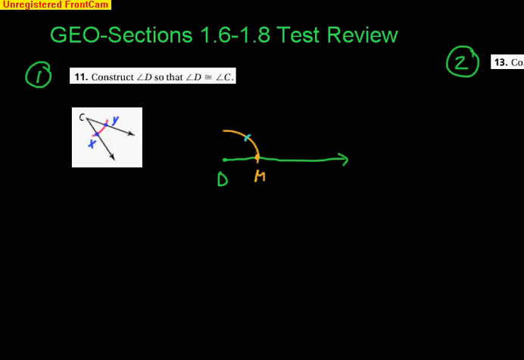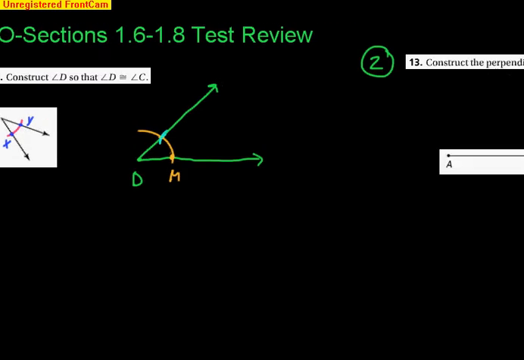Where these two arcs intersect, that is the second point I need to draw my other part of my angle in green. And there's my congruent angles. So make sure you're doing both of those measurements with the compass to get that intersection of those arcs right there. Again, watch the videos if you have questions.